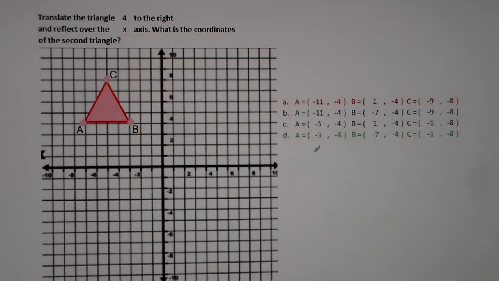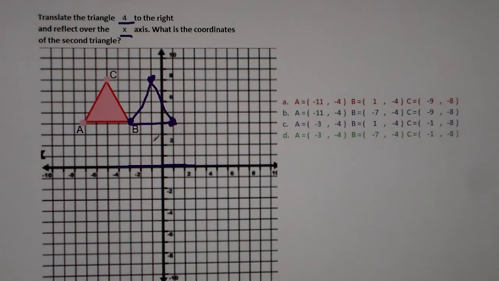Next one. 4 to the right, and then we got to reflect over the x-axis. So the x-axis is this guy right here. Not the best line in the world. But that's our x-axis. So 4 to the right, 1, 2, 3, 4. Right there. B moves 4 to the right. And our A 4 to the right. There's our purple triangle. Now we got to reflect that over the x-axis.